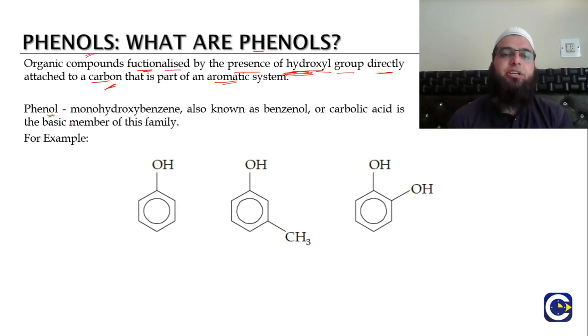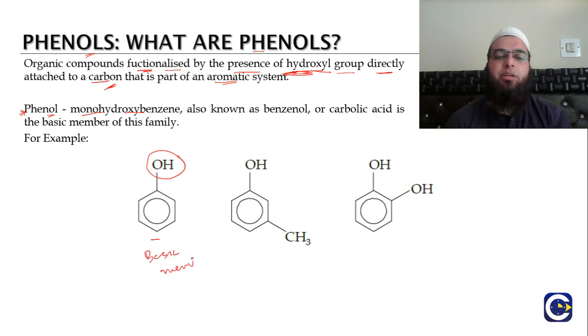Phenol is the basic member of this family, and the whole family of these organic compounds has derived its name from phenol. And what is phenol? It's monohydroxybenzene. It has one hydroxyl group attached to the benzene ring. We call it phenol, and it is also known as benzenol, or carbolic acid. These are different names that are given to phenol.